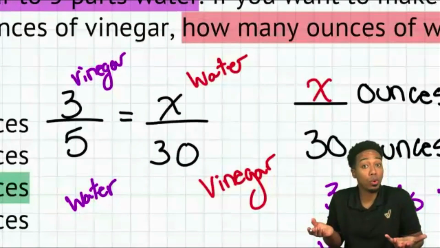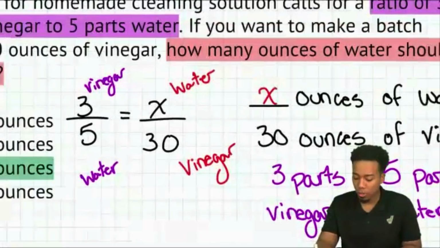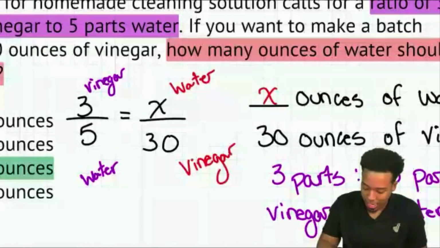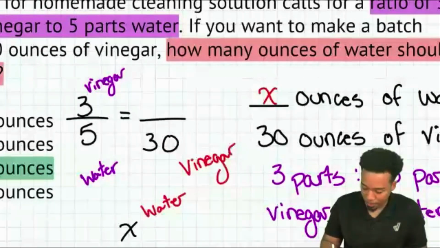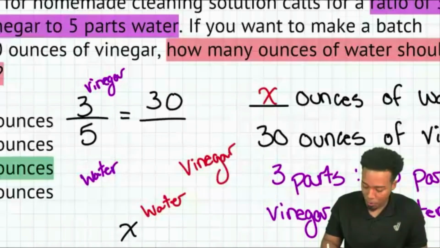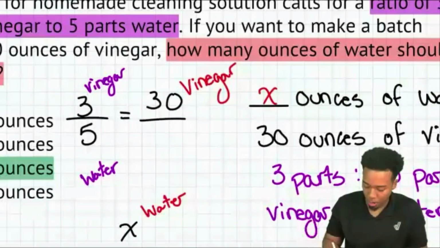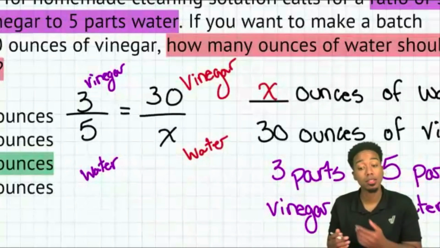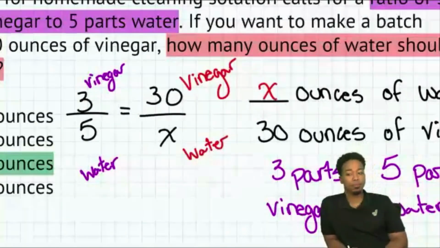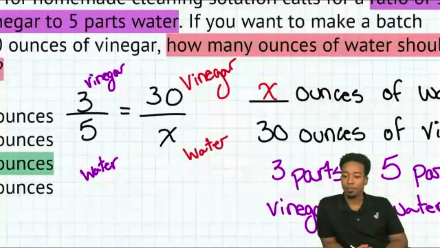So what do we do? Super easy. Super easy. We just take this X, move it to the bottom, take the 30, move it up top. My party people, are we now comparing the same things in the same way? Is that happening now?